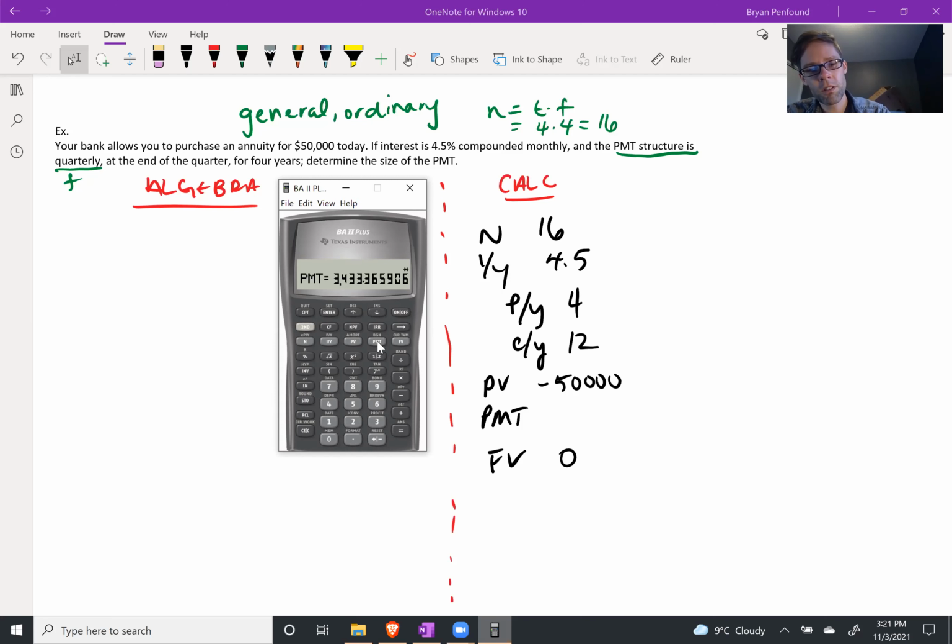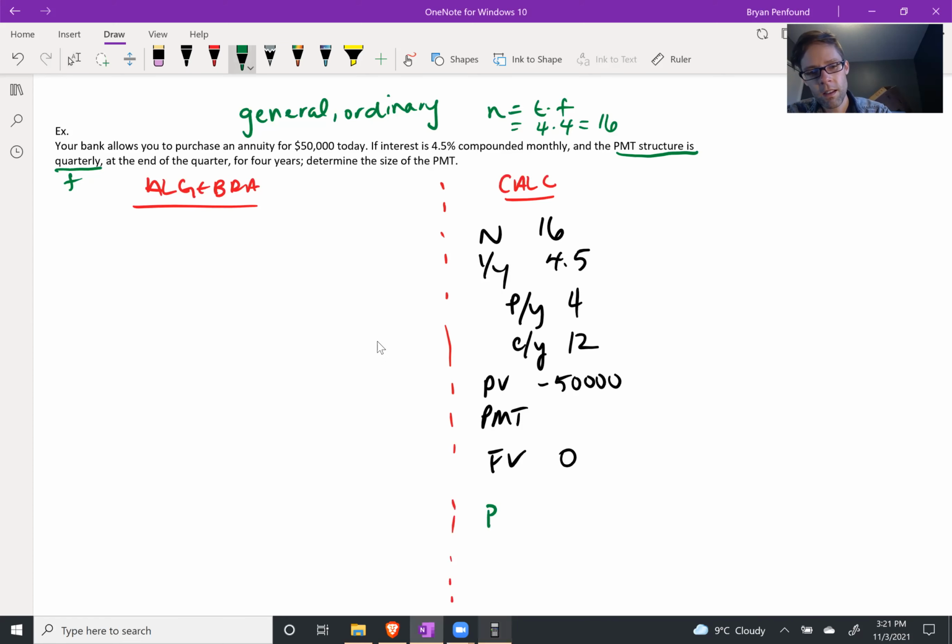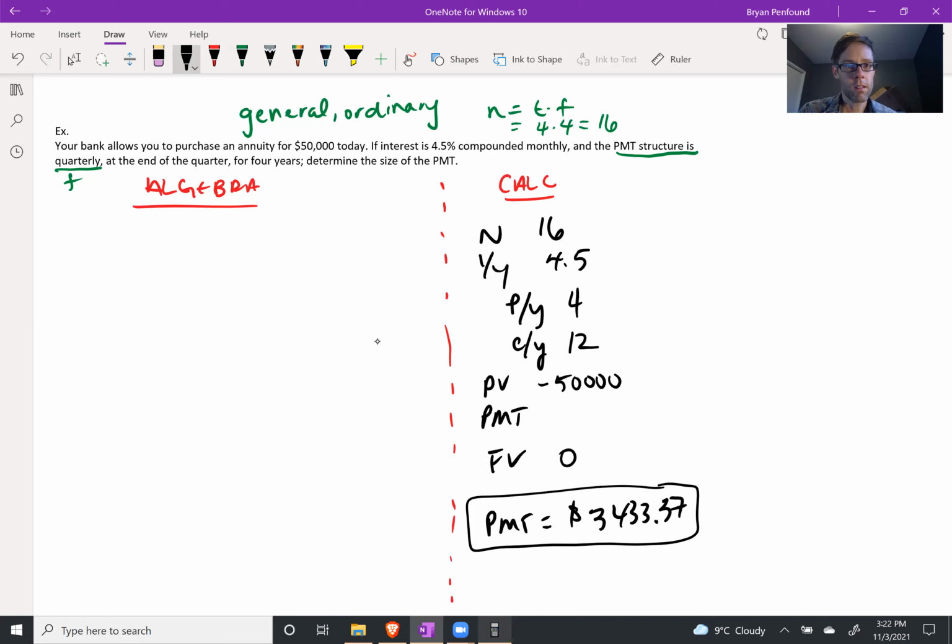Okay, perfect. So we've all been able to verify that our equal sized payment, so our PMT, should be $3,433.37. Did we agree on that? Okay, nice. So if you're happy with that, let's talk about how we might tackle this from an algebraic standpoint. What if I did have to utilize the formula? What is that going to look like?